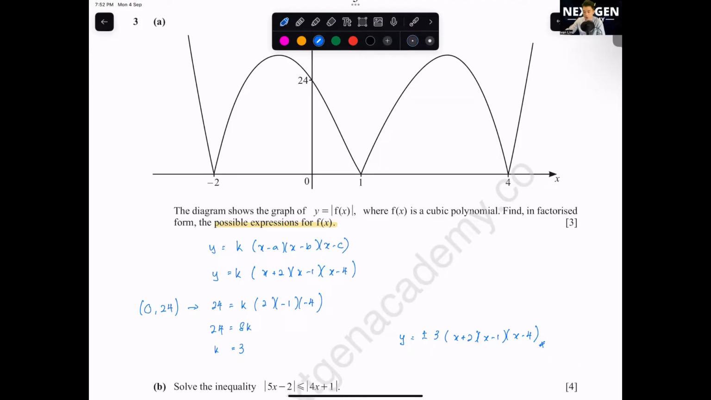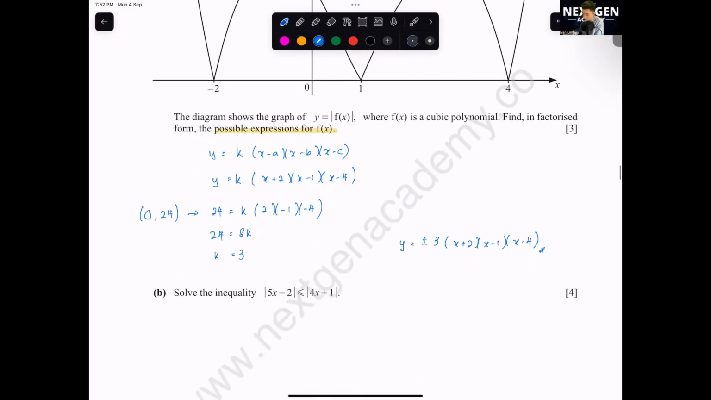Okay, this question has actually come out a few times already, in the past paper also. Very similar structure, just the numbers are different. Question B, solve the inequality: modulus 5x minus 2 less than or equal to modulus 4x plus 1.